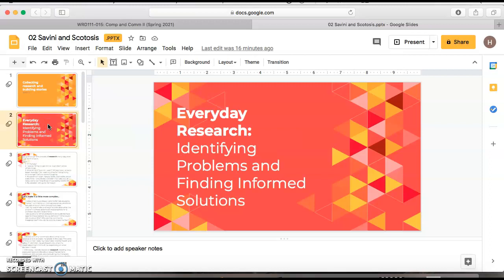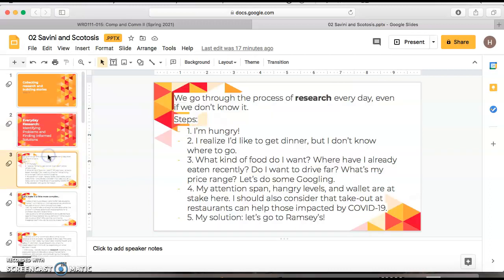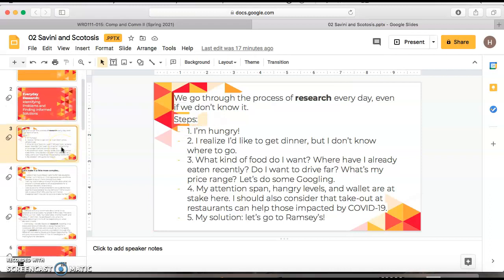So, the first thing that I want to talk about is everyday research. This is where in our everyday lives, we are constantly doing research. We're constantly identifying problems and finding informed solutions, which is exactly what we're going to be doing in the projects in this class. So for example, this is a very simple example. We go through this research process pretty much every time that we want to eat dinner.